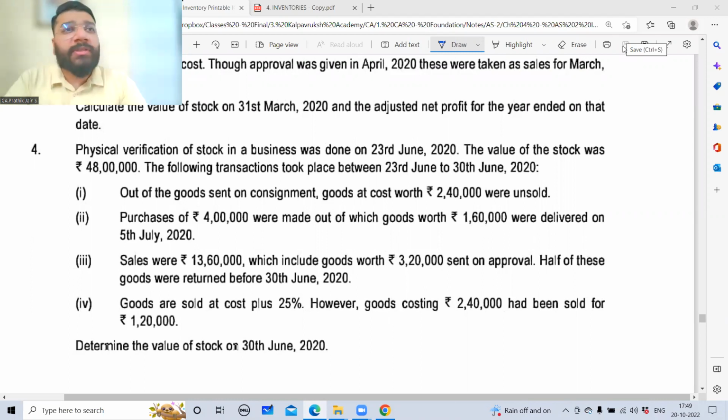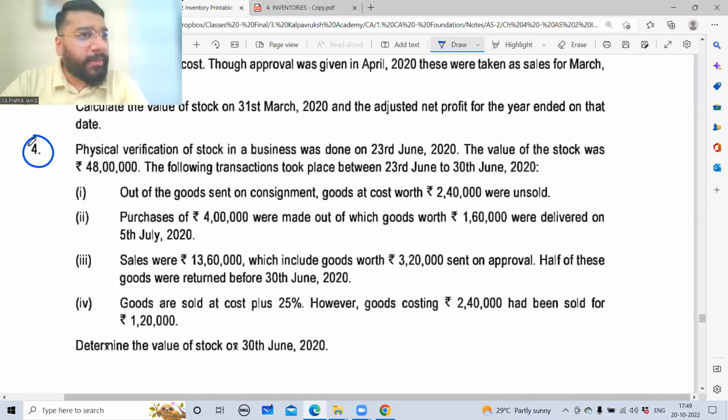So, guys, we're doing this chapter on valuation of inventory, and particularly we were discussing the concept of reconciliation of the inventory, right? All of you said that, sir, question 4 is quite tough, and indeed, this is one of the most haunted questions of this particular chapter. So, let's have a look at this question, guys.